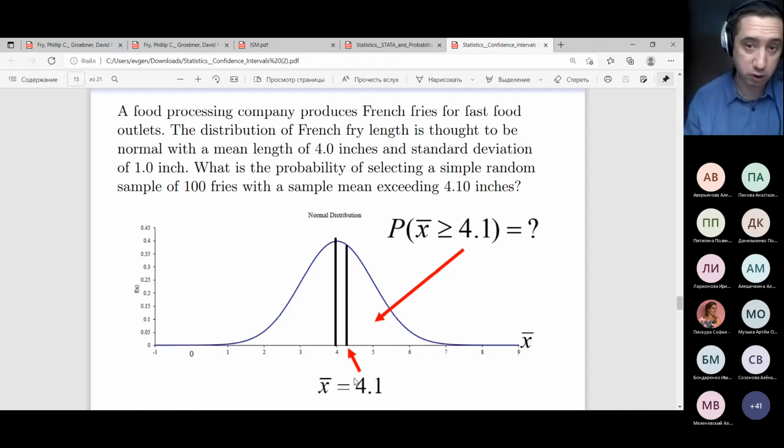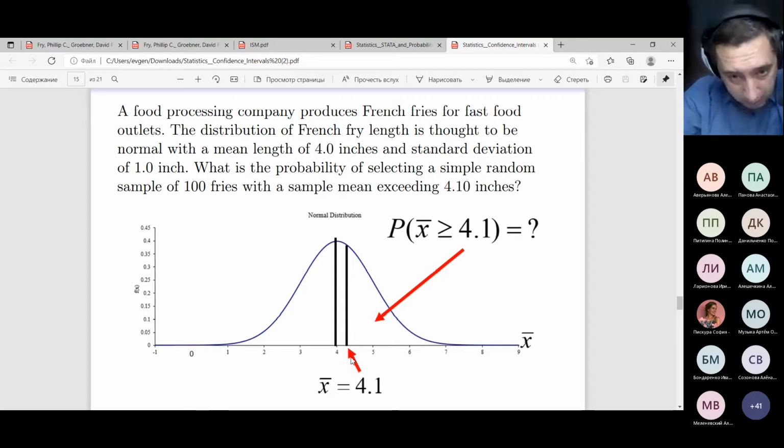Next you have to look at the right side or at the left side to find the sample mean. Sample mean for sure could be bigger than the population mean or smaller than the population mean, respectively. In this case, we see that the sample mean is bigger than the population mean. Hence, we have to look at the right side and draw another line, this one.